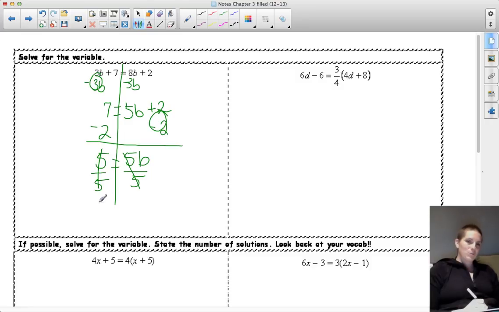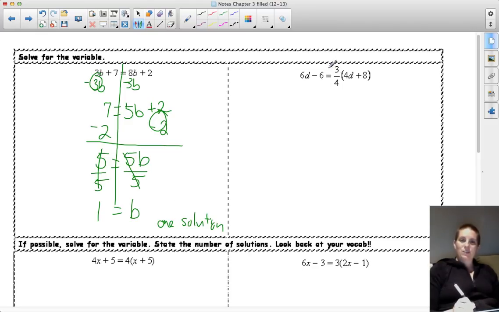On the left, we need that 1. It cannot go invisible. But on the right, the 1 can go invisible because we still have B. So 1 is equal to B. And that means that we have, again, one solution. We got one answer. And that's that B is equal to 1.